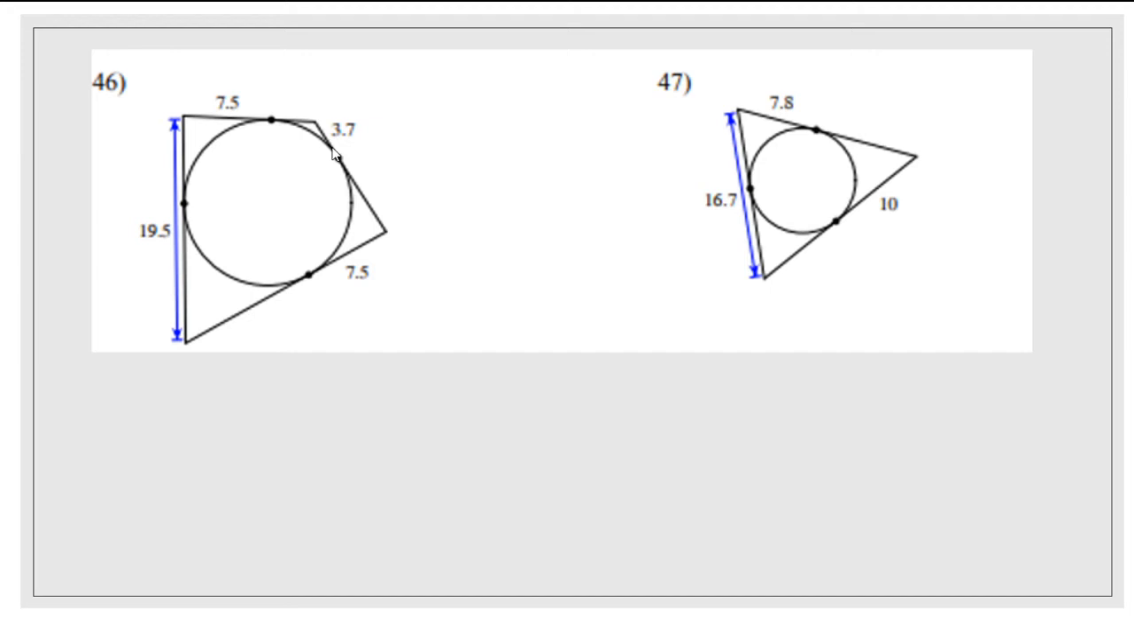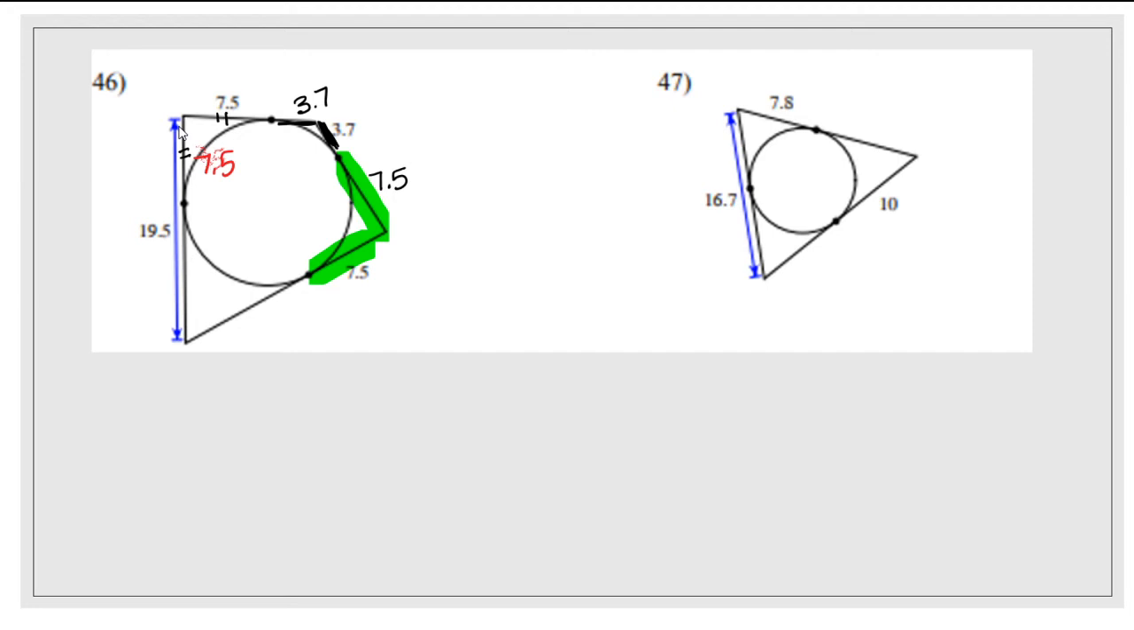Now on the left-hand side, things get a little tricky. This is 7.5 and this is also 7.5. Now, we don't really need to know that because we have the length of this whole side. But what we need to find is how long this is. To find how long this is, we have to find how long only that portion of the 19.5 is. So that means we just have to take that 7.5 away from that.